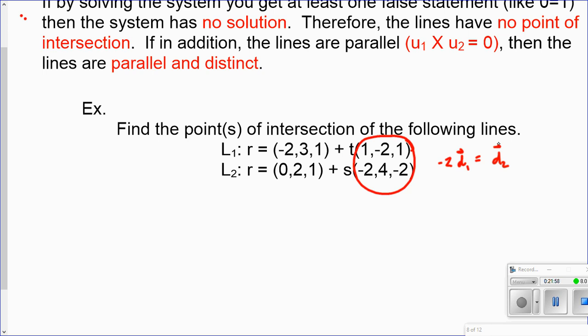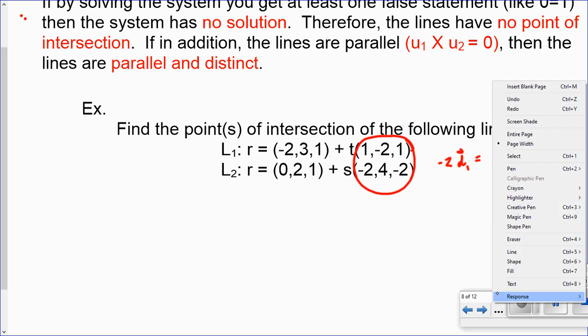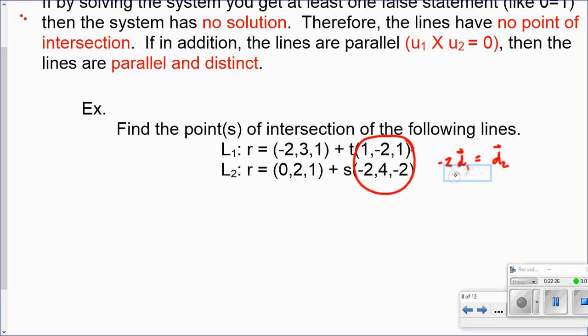So I'm under the impression here, simply by looking at and understanding a little bit about direction vectors, that I've got this particular situation. So if they're parallel and coincident, like the last example, we'll get a situation where we've got equations that we really can't solve. Okay, so let's set this up. I'm going to change my pen color.